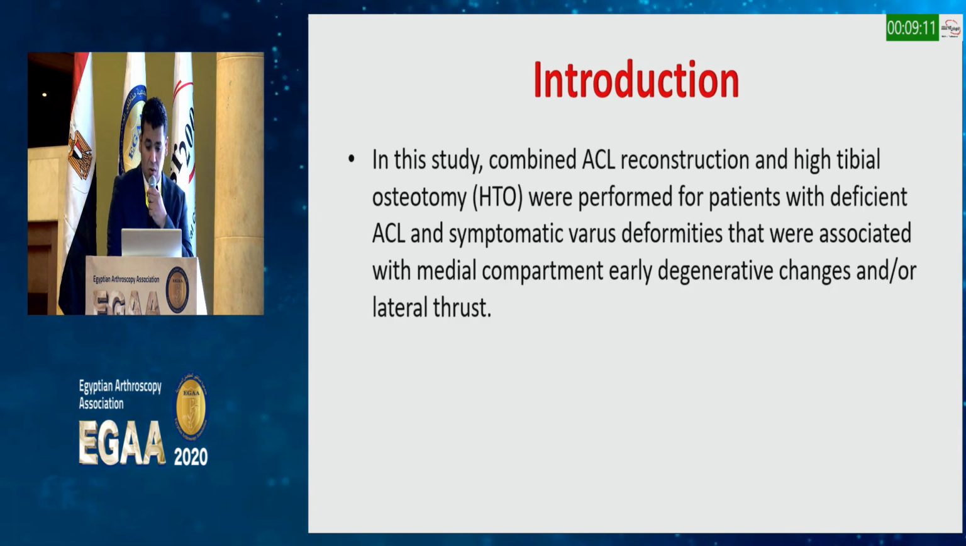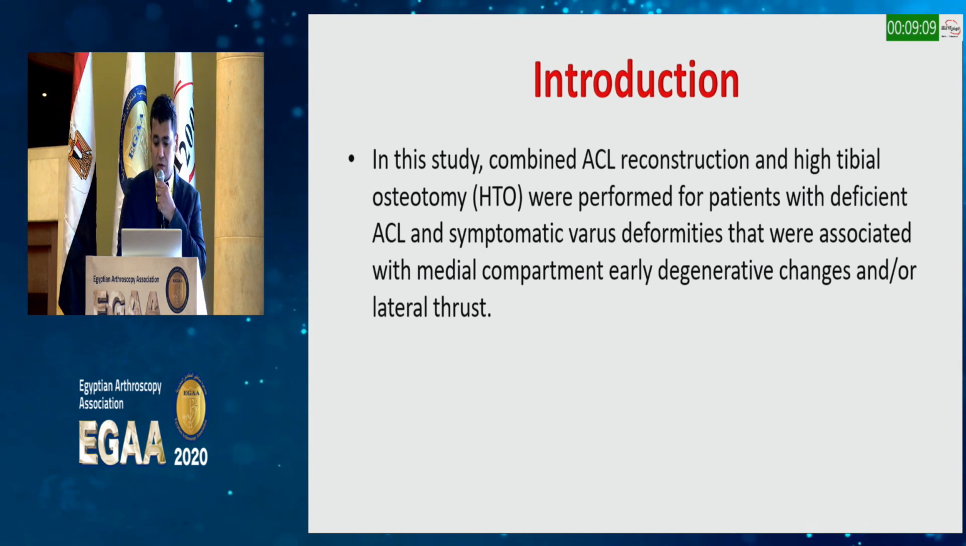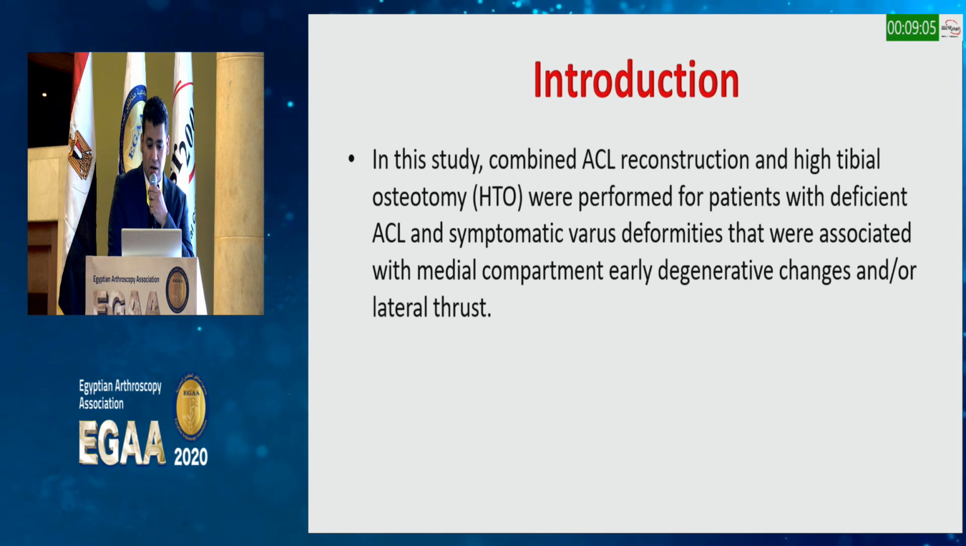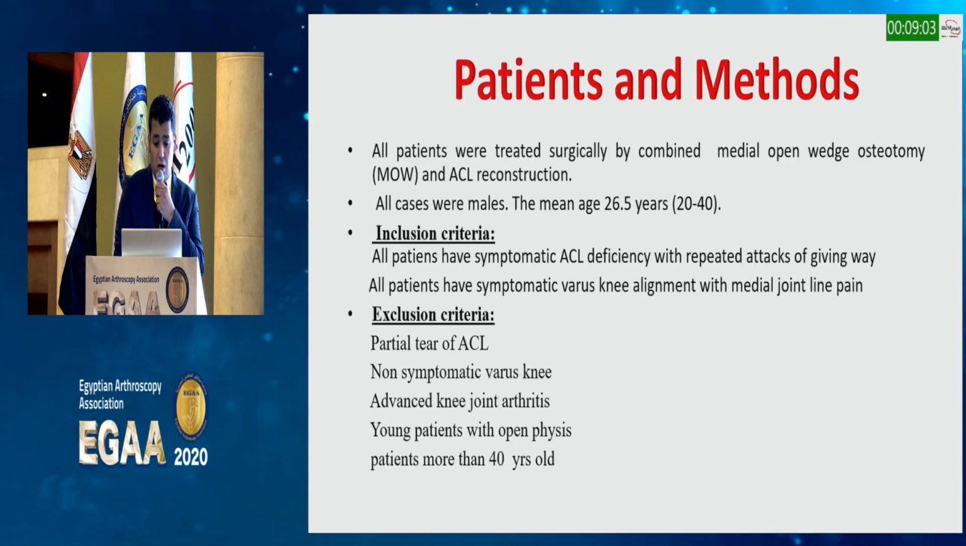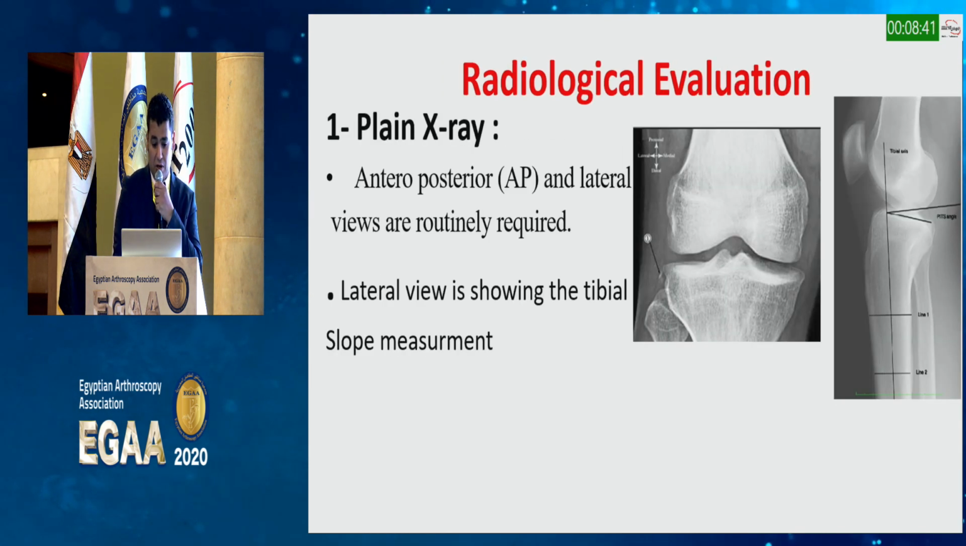In this study, combined ACL reconstruction with high tibial osteotomy was performed in patients suffering from deficient ACL and symptomatic varus deformity. Patients and method: patients were treated surgically by combined open wedge osteotomy and ACL reconstruction for symptomatic varus knee malalignment with symptomatic ACL deficiency with repeated attacks of giving way. Exclusion criteria were partial tear of the ACL, advanced knee osteoarthritis, or non-symptomatic varus knee.